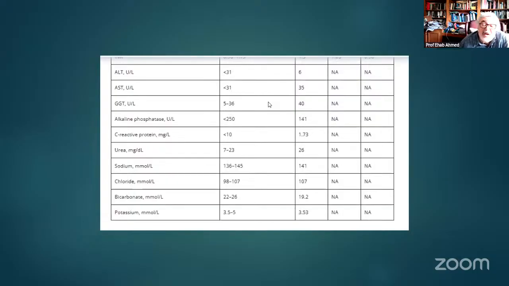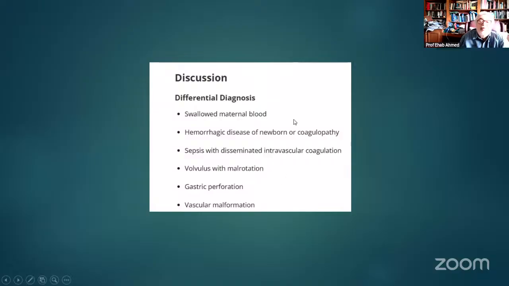Local malformation, arteriovenous or arterial or venous, is a very, very remote possibility, but it is still there, and you cannot rule it out unless you do a scope. But you have a good history of the gastric lavage that makes you think of the trauma. So swallowed maternal blood, definitely not. Hemorrhagic disease of the newborn, vitamin K deficiency, no. Coagulopathy, no. Sepsis, no evidence of sepsis, clinically or by labs.